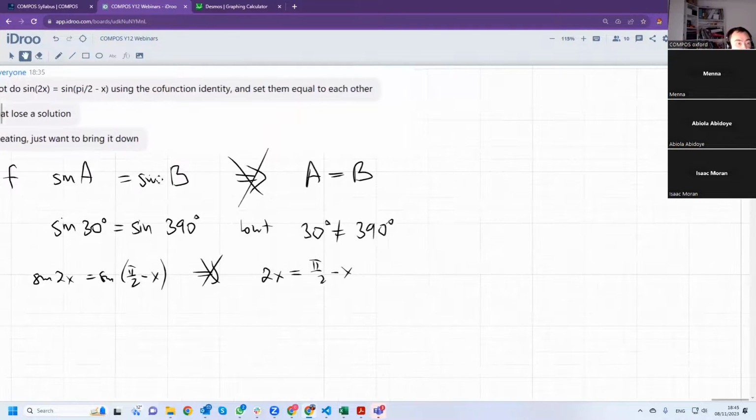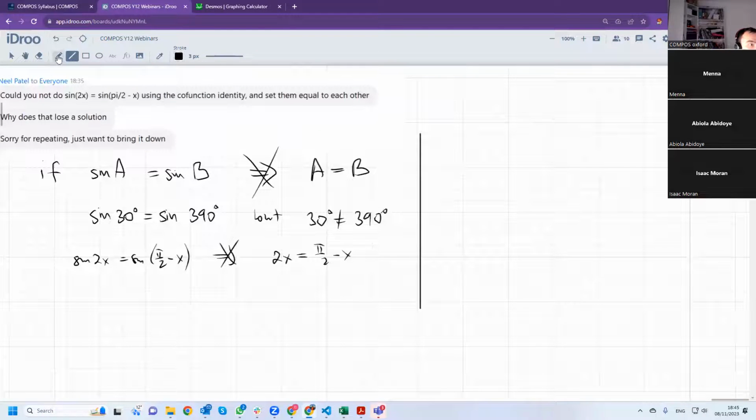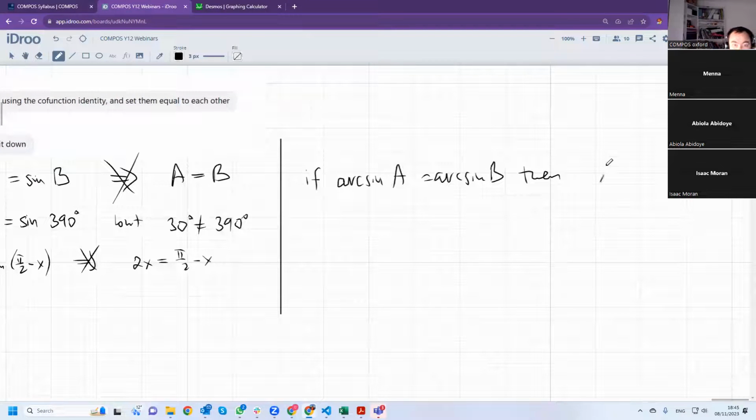This only works for one-to-one functions. For example, if arcsine A equals arcsine B, then A equals B, necessarily. So it works for arcsine because arcsine is a one-to-one function.